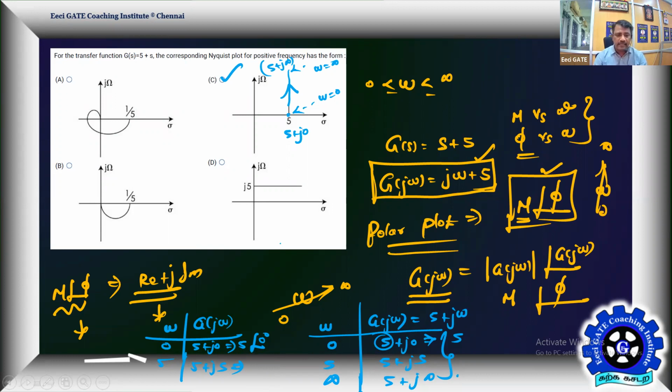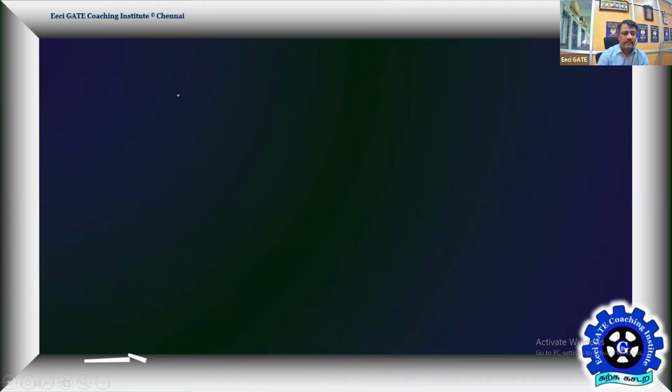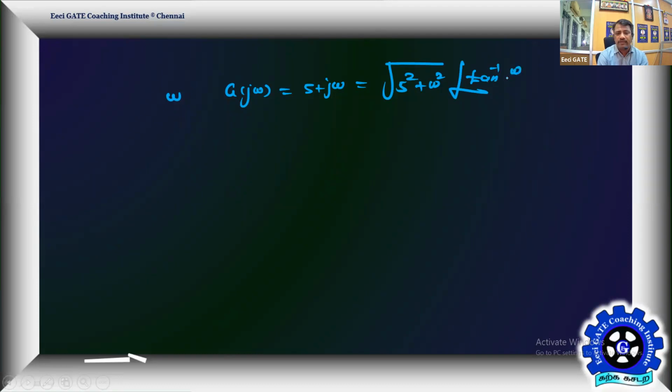Let me take it to the next slide. So G of j omega is equal to 5 plus j omega. In polar form, it is root of 5 square plus omega square at an angle. The problem is already over, I am just giving extra clarity. That is the polar form of your G of j omega. Now let us plot the polar form. Substitute omega equal to 0. Then root of 5 square is 5 at an angle tan inverse of 0 by 5, which is 0 degree. That's the starting point of the polar plot.